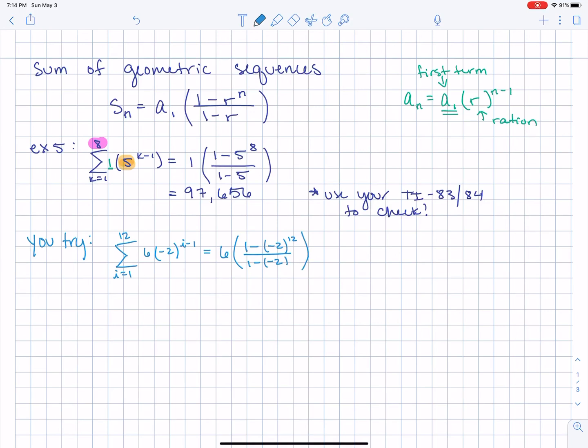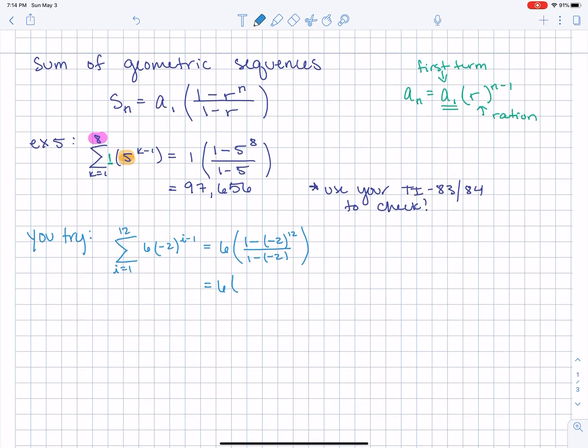And again, a calculator is probably super helpful right now. But we have 6 times, this ends up being negative 1,365, which all equals negative 8,190. And that's it for 8.0.